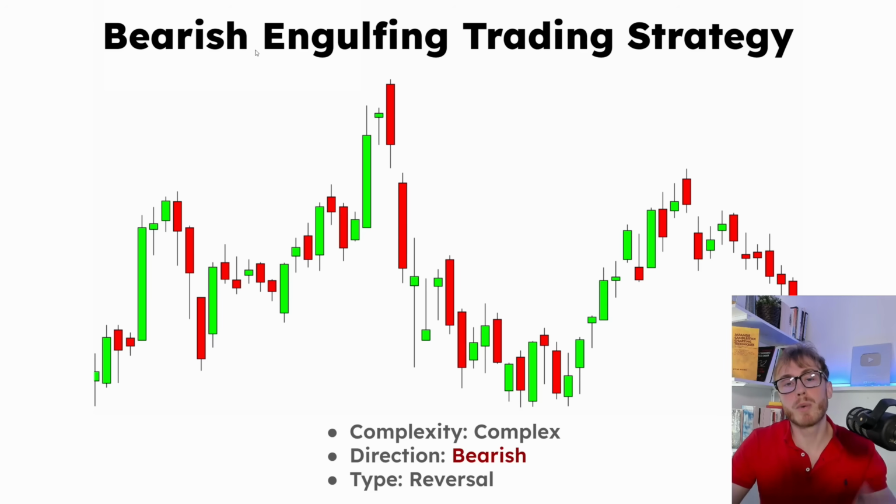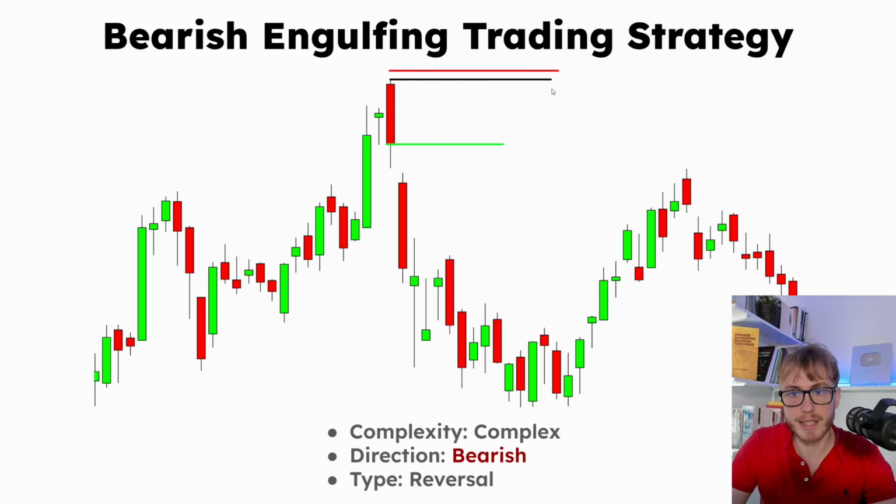But okay, so what about the entry point? Well, once again, the most common entry for the bearish engulfing pattern is to enter at the candle close of the red candle. The stop loss we usually place above the highest point of the pattern, and in this case we can see that the highest point is right here. Once again, you can see that I leave some space here for some wiggle room. And as I said, remember to keep other market structure in mind.